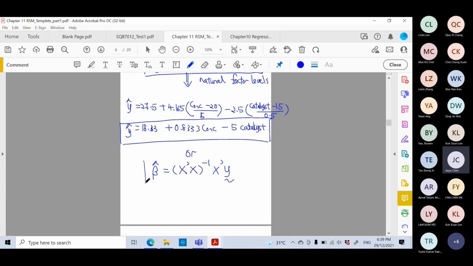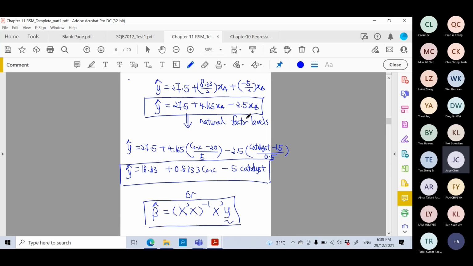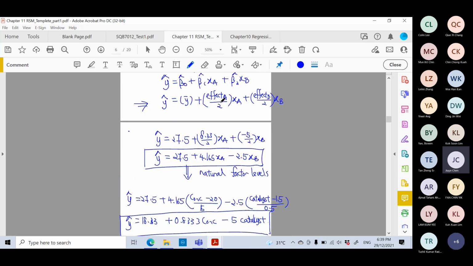Okay, you can use this way to find your fitted equation. You use this one and get the fitted equation, where beta hat is 27.5, 4.165, and -2.5. Then after that, you convert it to the equation with the natural factor levels. Okay, so this one is an example.